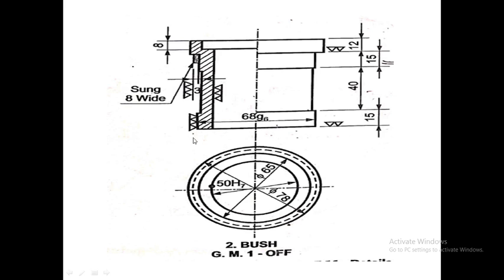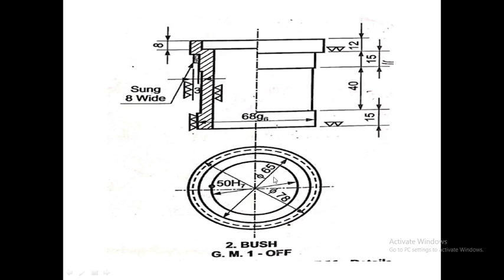Similarly, the bottom diameter is equal to 68 mm, this diameter, and the diameter of this part will also be equal to 68. So this part and this part are identical in nature. So the bottom diameter will be 68 and this diameter will also be 68. The top diameter is equal to 78, whereas the inside, or smallest, diameter is equal to 50 mm.